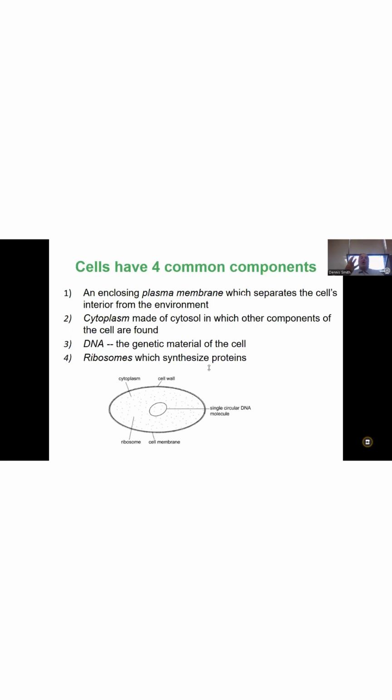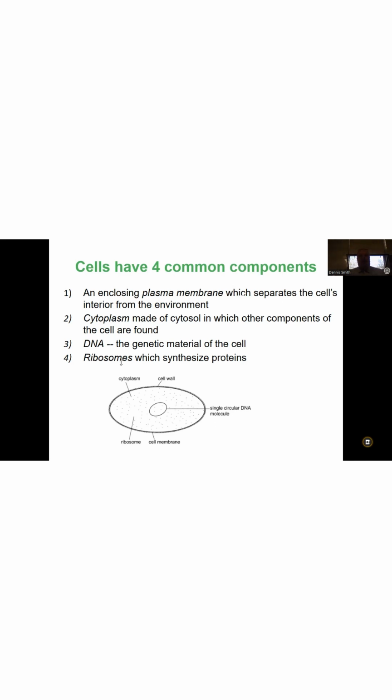So cells have four common components. One, they have an enclosing plasma membrane right around the outside. Okay, it keeps the outside out, the inside in. The cytoplasm is this gelatin-like substance inside the cell that suspends the organelles like the ribosomes and the nucleus and the centrioles and the endoplasmic reticulum, both smooth and rough. Okay, the cytoplasm is the semi-fluid in which the other components of the cell are found. Those are the organelles.